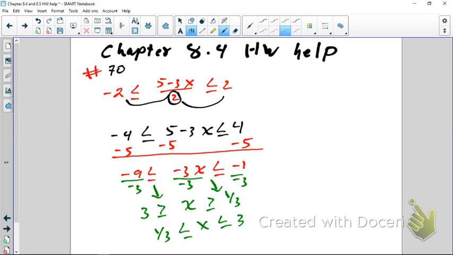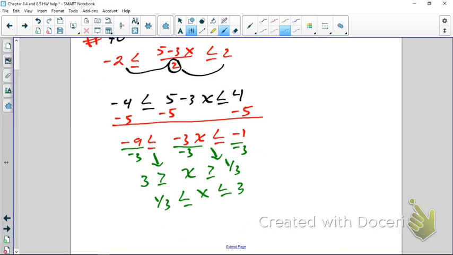And the way that we want to write this is going to be in interval notation. It's going to be brackets 1/3, comma 3, and then we close it. The reason why you get to use the brackets as opposed to the parentheses is because this example actually does have the equal sign on the bottom of that inequality.